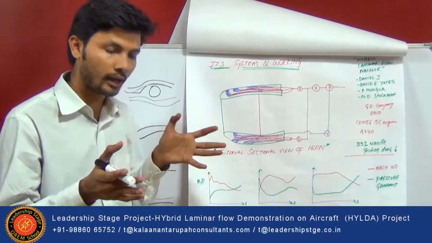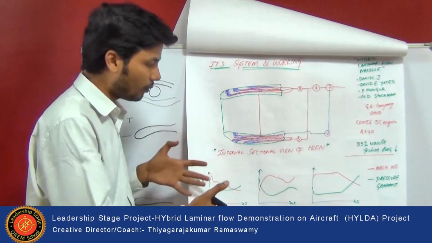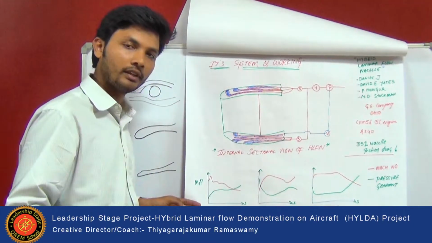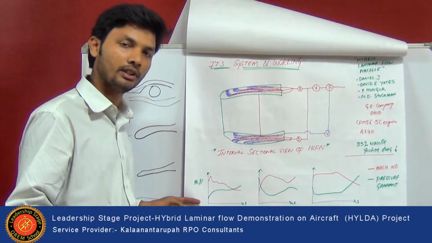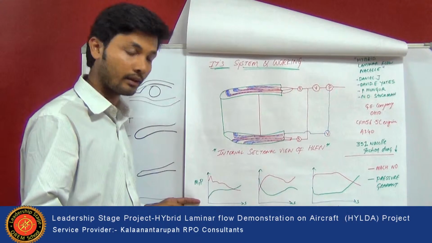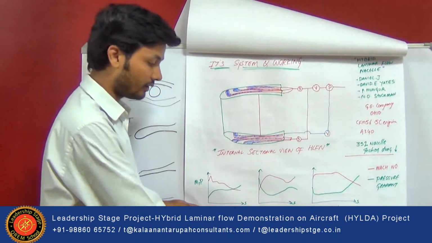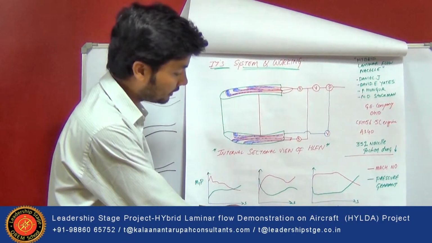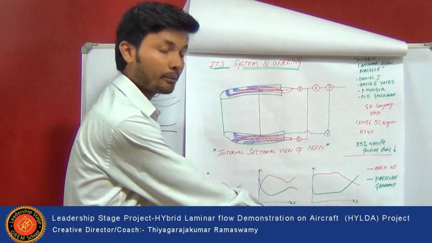So far we have discussed the hybrid laminar flow. So at the end, I want to give the differences, the changes they have seen in the flow in terms of pressure gradient and in terms of Mach number for the conventional nozzle, for the natural laminar flow nozzle and the hybrid laminar flow nozzle.